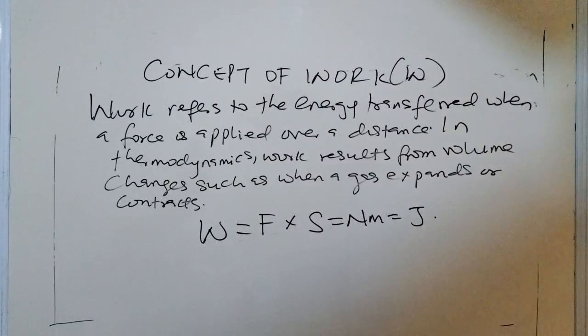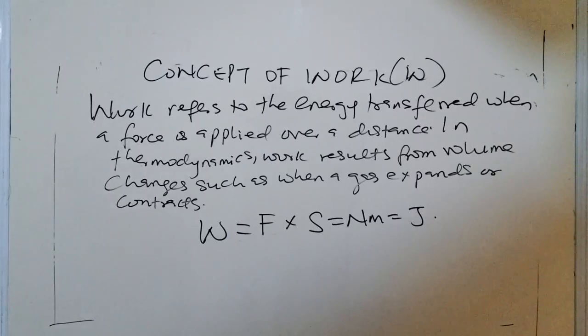But in chemical thermodynamics, work results from volume changes, such as when a gas expands or contracts. So in chemical thermodynamics, we are not making use of force and distance to calculate work, although that's the basic concept of work. We're talking about work done mainly when a gas expands or when a gas contracts. For a gas to expand, you're going to exert pressure on the container or on the piston and push it up. And for a gas to contract, the pressure will now be exerted on the gas and the walls of the container, pushing the piston down.